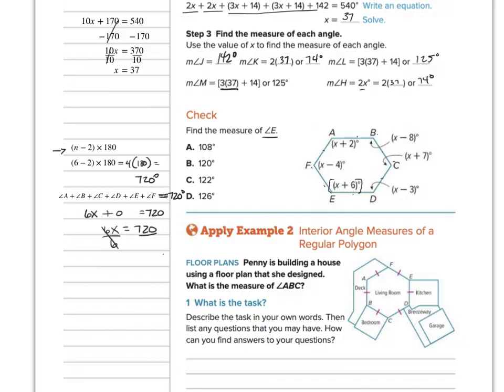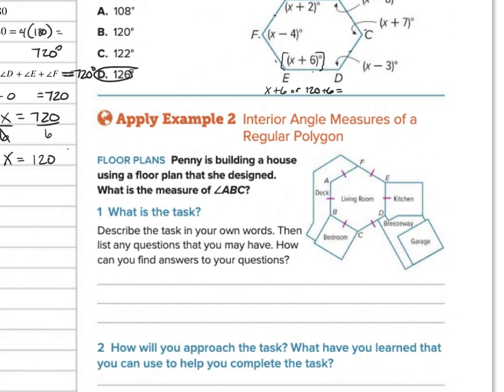Divide both sides by 6, because I wanted to get x by itself, and x is going to be equal to 120. So x equals 120. So E right here is x plus 6, or 120 plus 6 equals 126 degrees. So the math is relatively easy as long as we understand what it's asking us, how to calculate those interior angles and move forward, okay? So with that, applying this interior angle measurement of regular polygons.